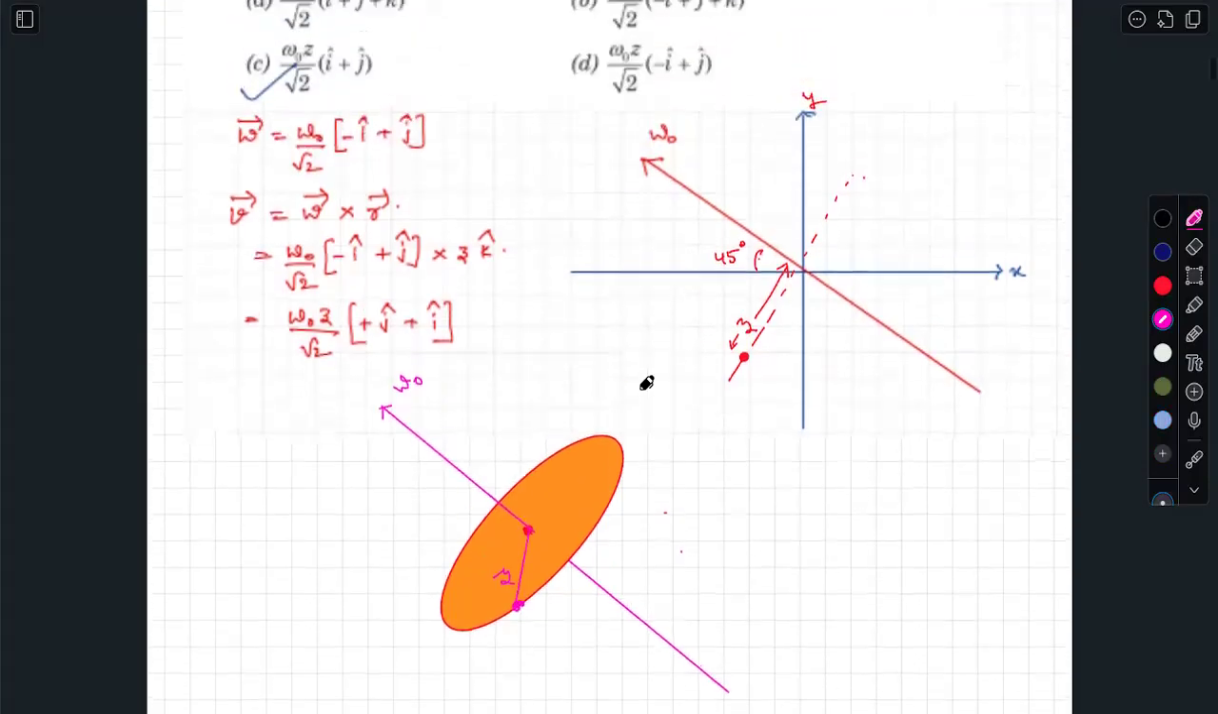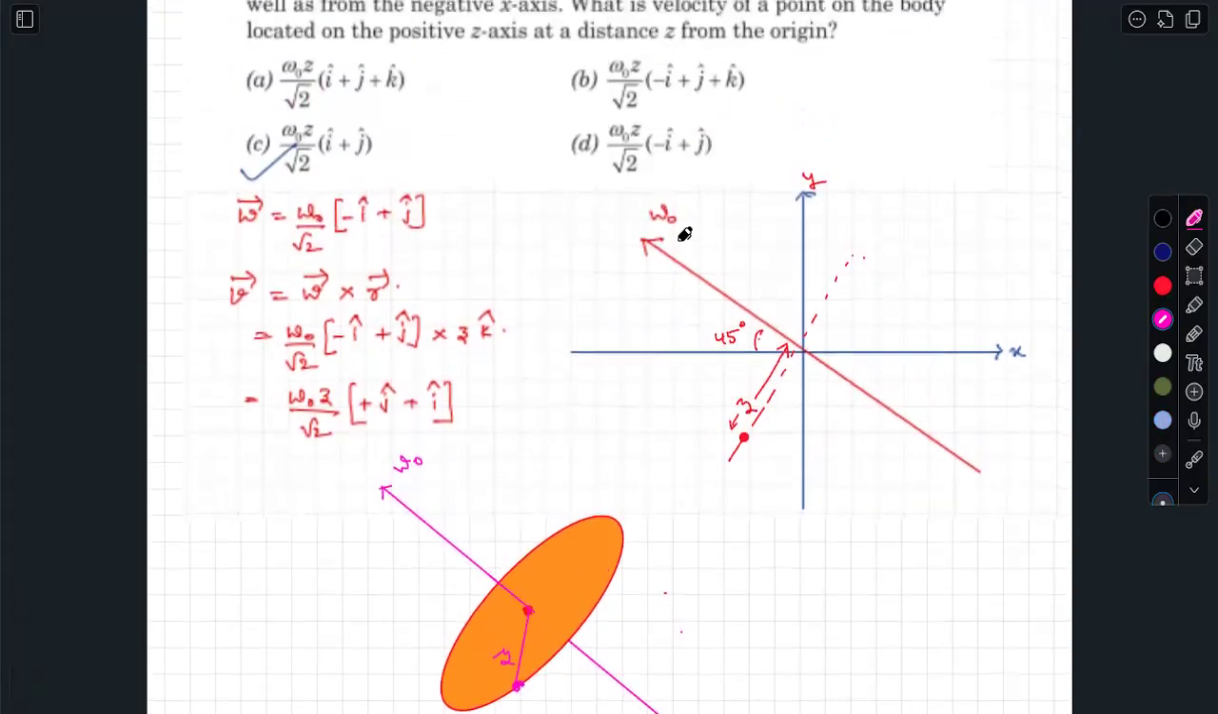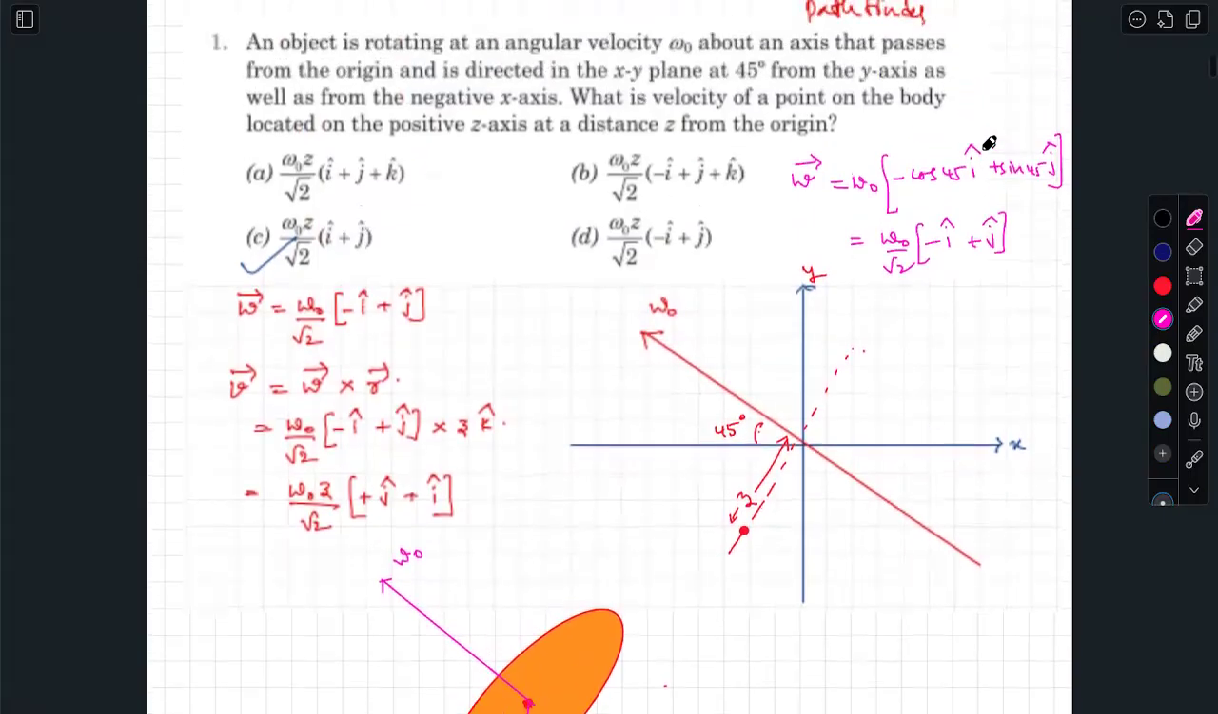By the way, you said this is the direction of omega bar. So omega bar can be given as omega naught times a unit vector in that direction: minus cos 45 i cap plus sin 45 j cap. So obviously this will become omega naught by root 2 times minus i cap plus j cap. Till this point, any doubt?